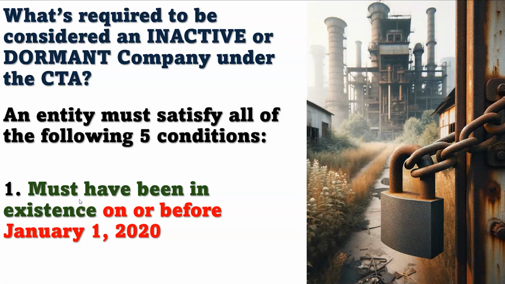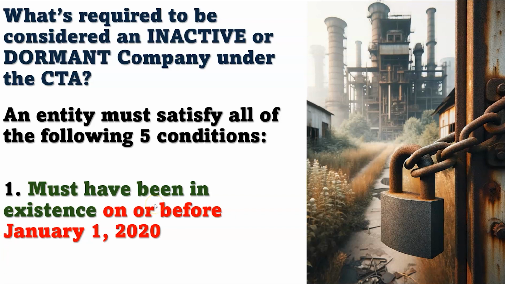Now, let's take a look at what is required to be considered an inactive or dormant company under the CTA. The regulation basically lists out 5 conditions, so you need to satisfy all of the 5 conditions. If you fail one of the conditions, you are not considered inactive or dormant.